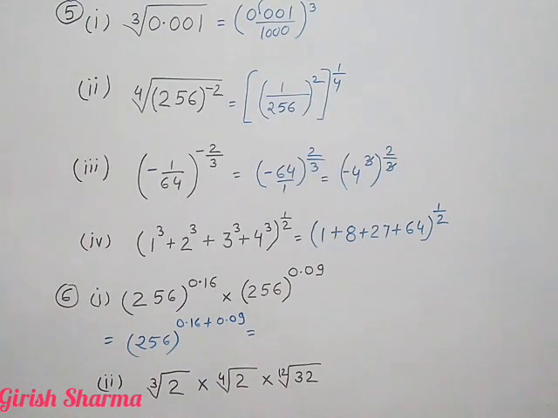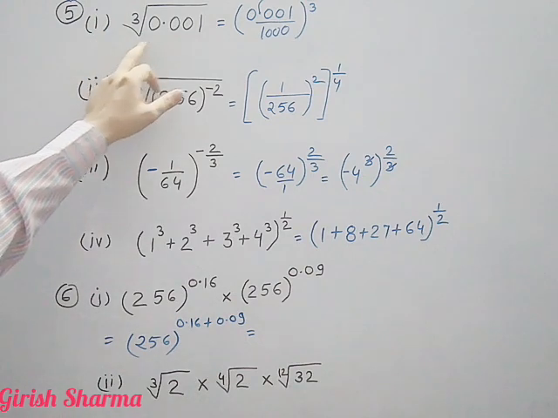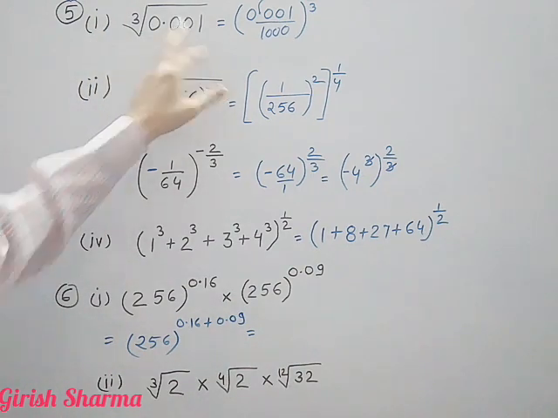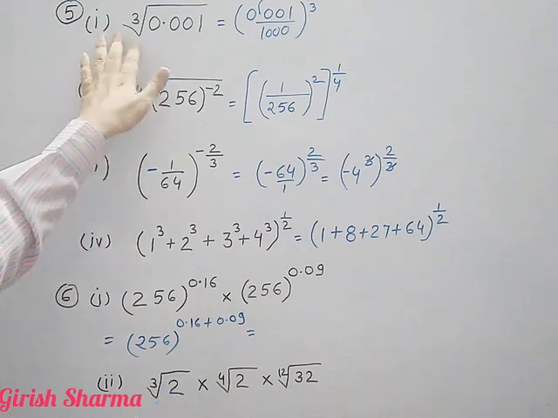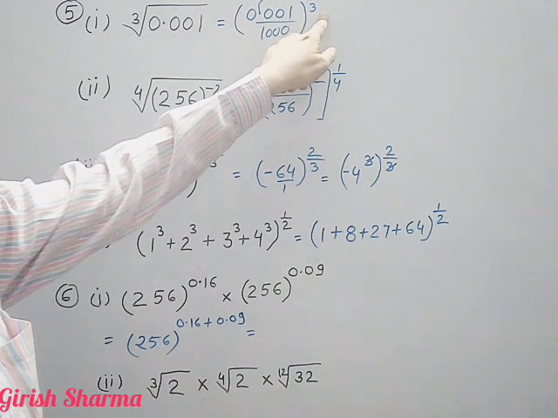Question number 5. See here, this is the cube root of 0.001. Okay, now what to do? First of all, the cube root is there. Make it power 1 upon 3.